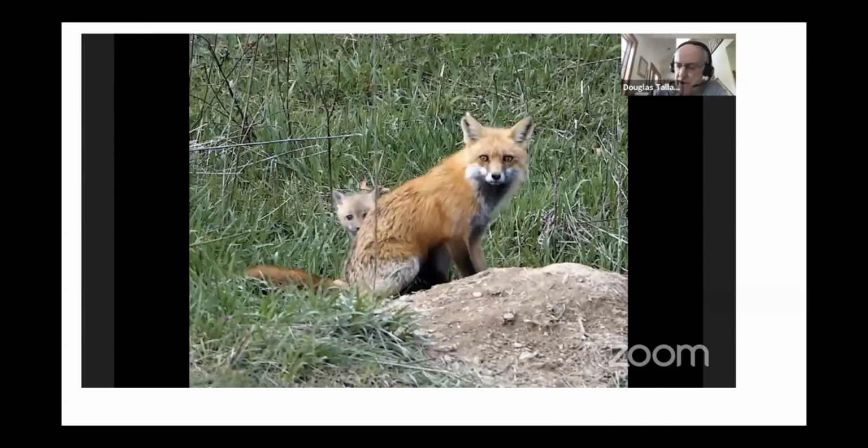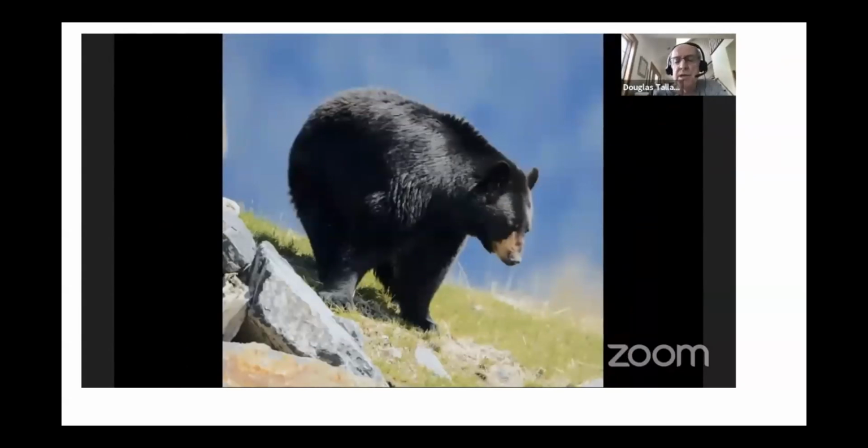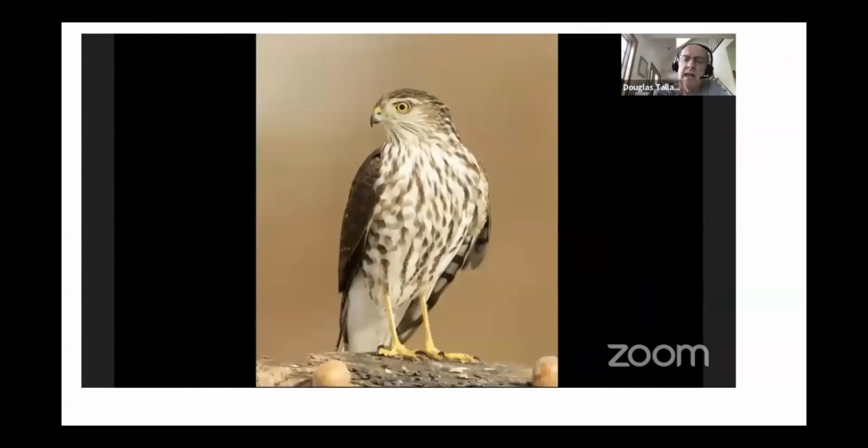Like our foxes, the red fox, 25% of its diet is insects. 23% of a black bear's diet is insects. So it doesn't matter how big you are, you still need insects. And even if you don't eat insects, you need insects.